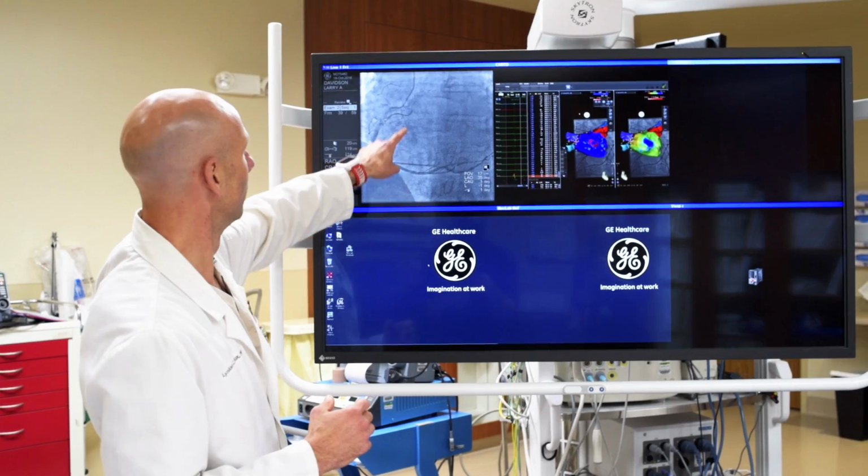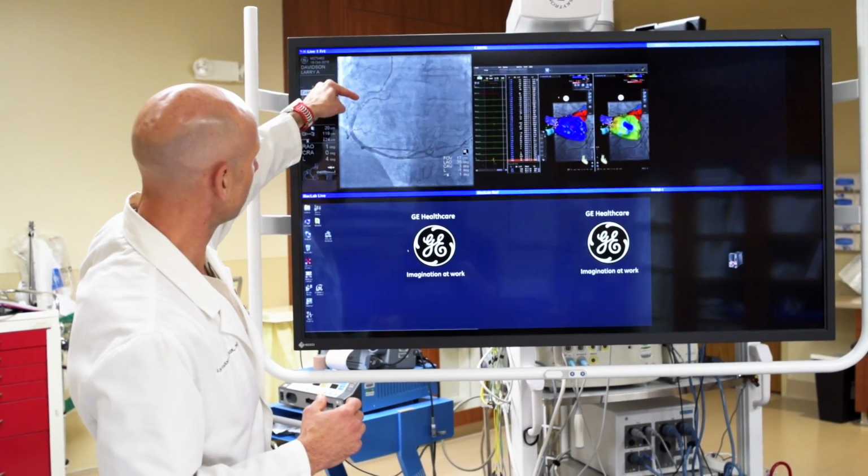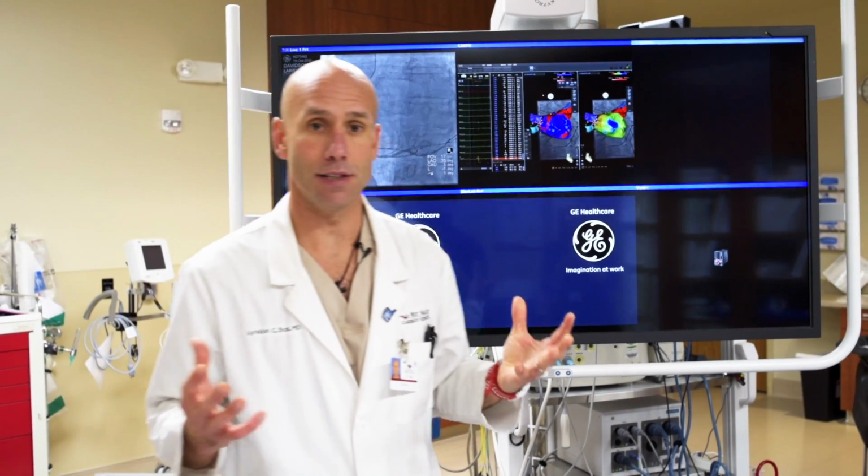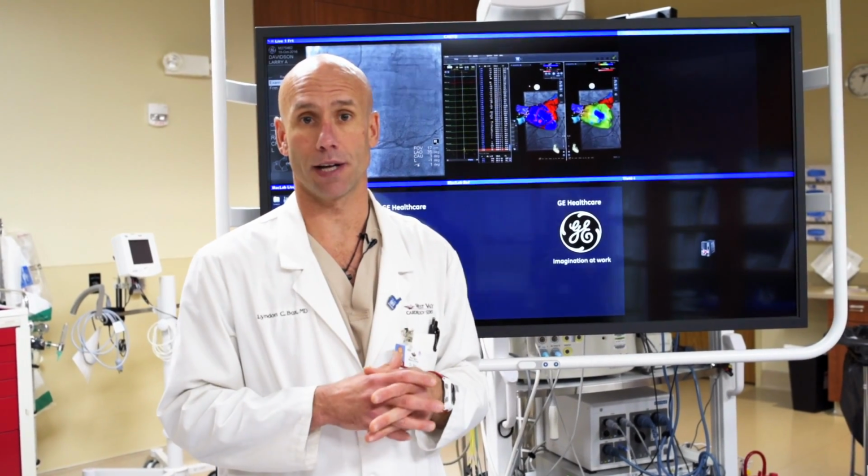Here's an example of a person's artery that goes to the right side of the heart and the bottom of the heart. And you can maybe see there a little catheter coming in, and then the contrast fills up the artery, allows us to see the blood flow going into the heart in real time.